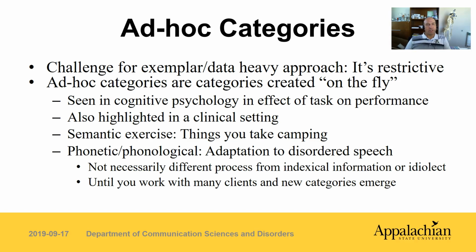One of the challenges for this exemplar or data-heavy approach to where categories come from is that it is fairly restrictive. One of the things that humans can do is create ad hoc categories on the fly. There's a lot of evidence for this kind of on-the-fly adjustments in how people deal with categories in cognitive psychology, for example, where the effect of the task that you give people to do in some experiment can be rather large in terms of how they perform.